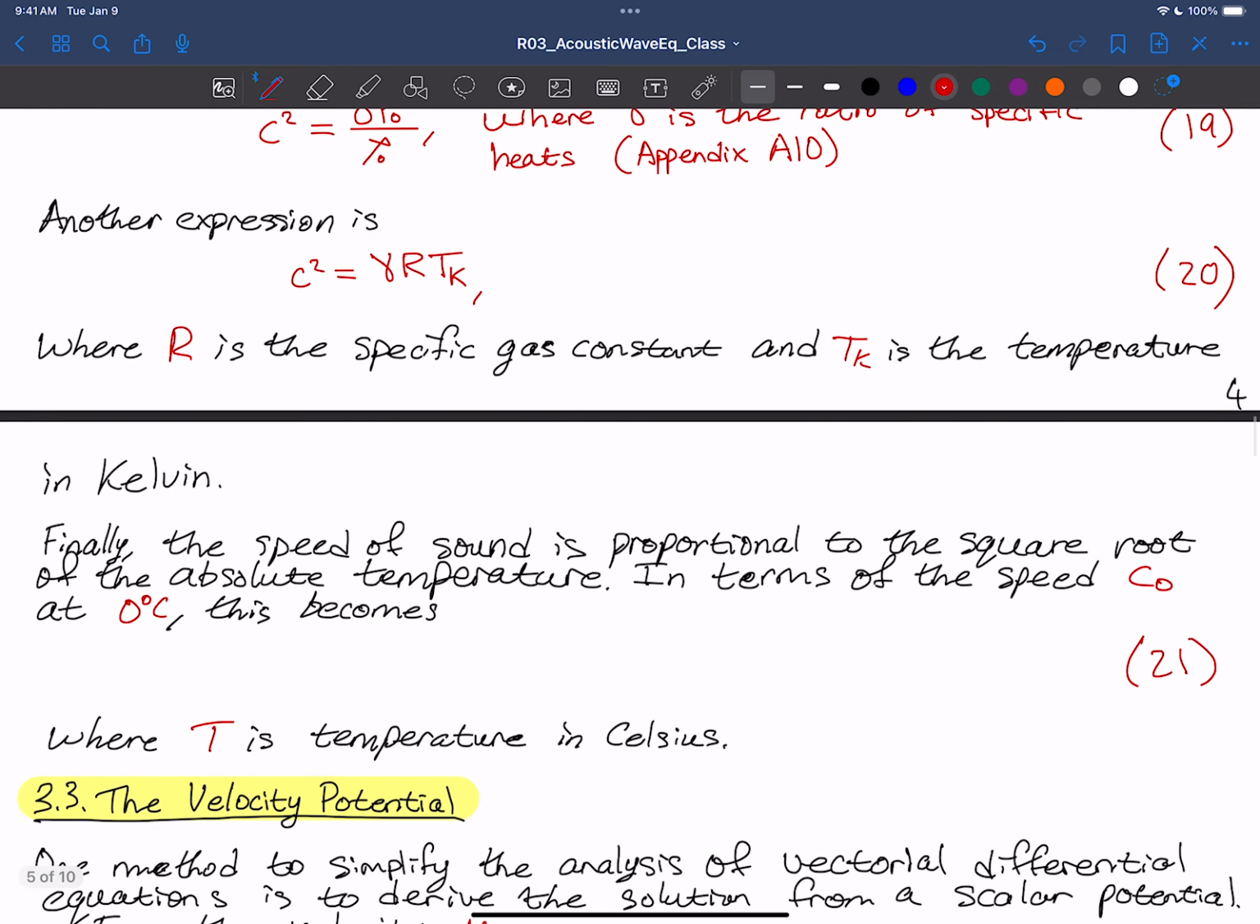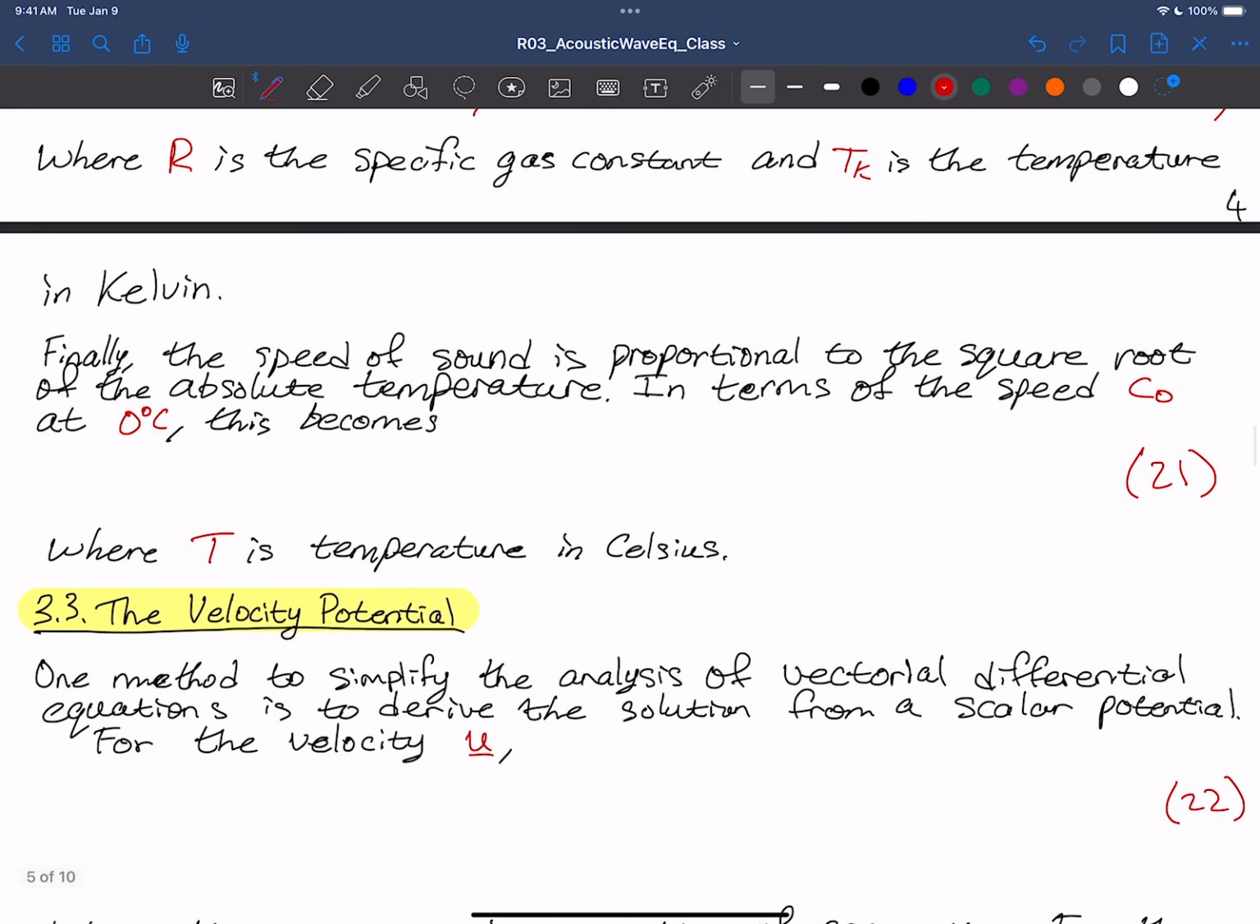And then finally, the speed of sound is also proportional to the square root of the absolute temperature. And so in terms of a speed c0 at 0 degrees Celsius, this becomes that the speed of sound c is equal to c0 times the square root of 1 plus T divided by 273, where again T is the temperature in Celsius.